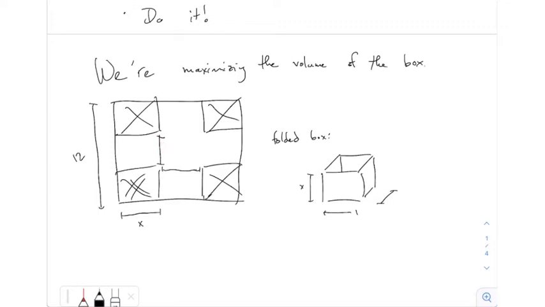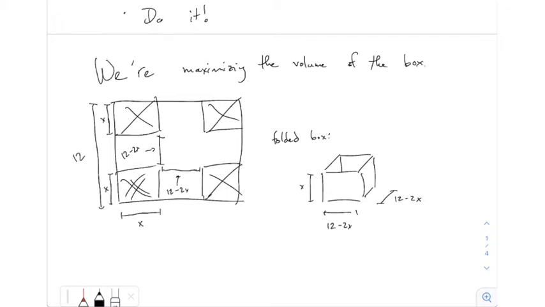I think you can say what that is in terms of the variables. Remember, the cutouts are square, so this is x here. This is also x here. What do you think this distance here is going to be? 12 minus 2x. Yeah, the whole side is 12, and I'm taking away 2 of these x's to get this piece. So this piece right here is 12 minus 2x. And since everything is a square, that's also this distance, 12 minus 2x. So those two distances are the same. That's this, and that's this.